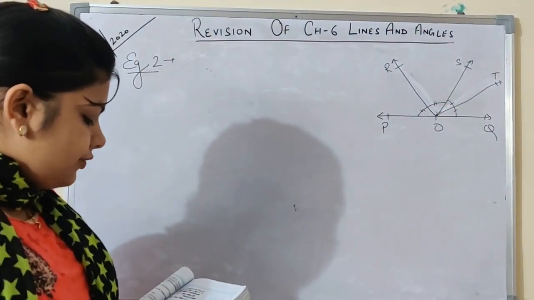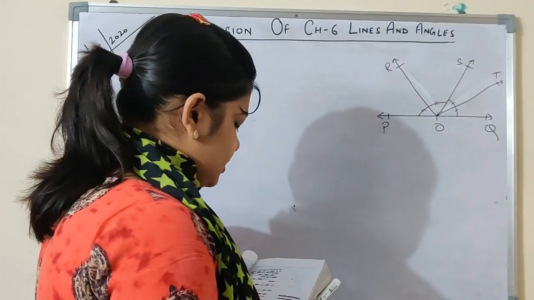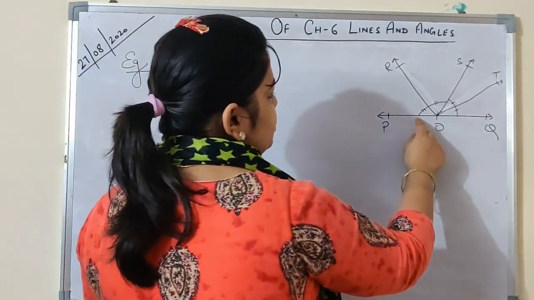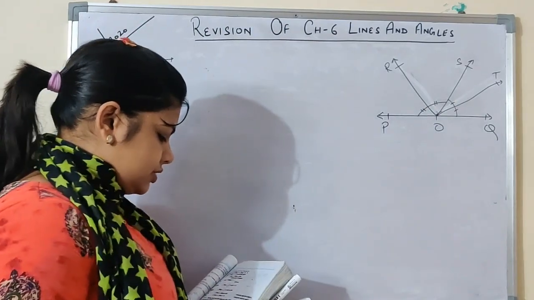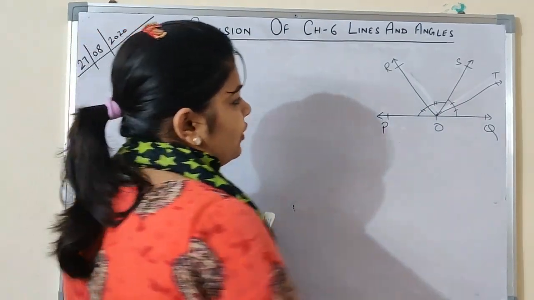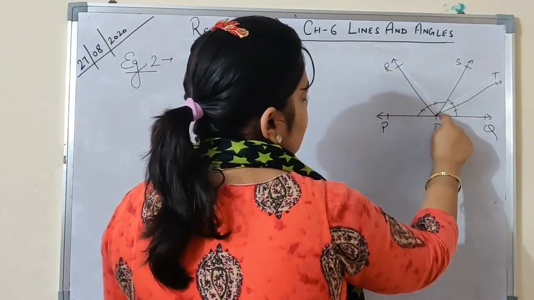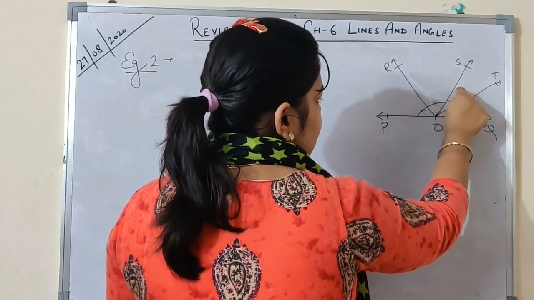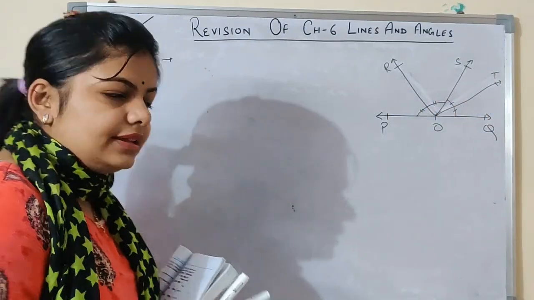Then, if angle POS is equal to x, that means it is given to us that angle POS is equal to x. Then we have to find angle ROT. That means this angle we have to find.